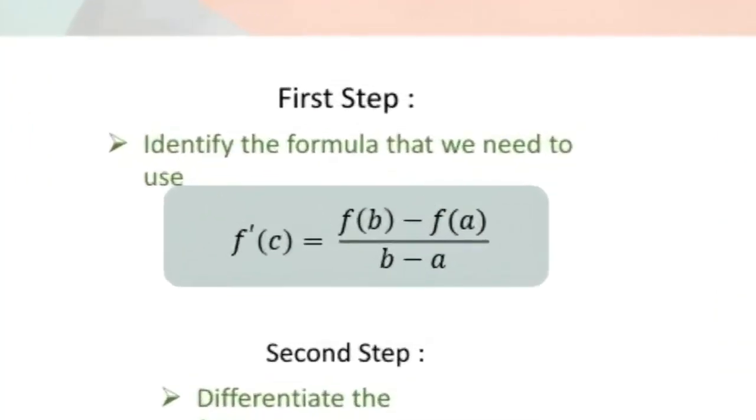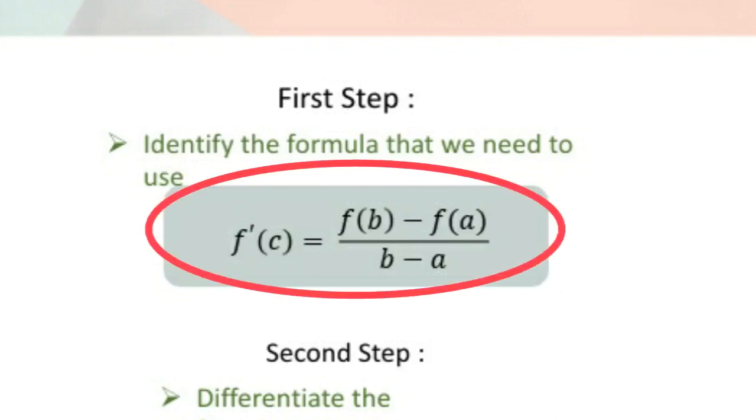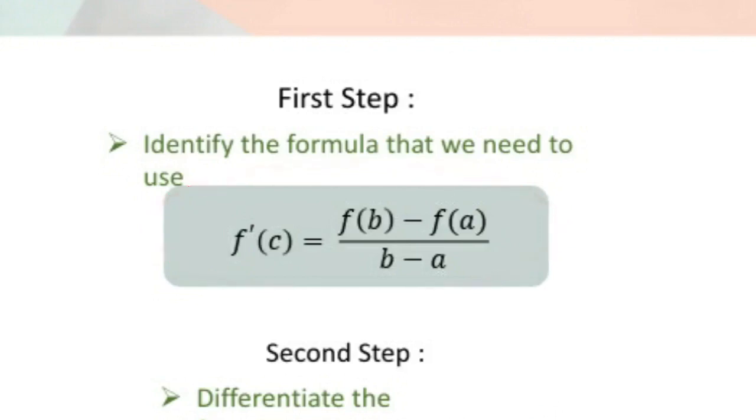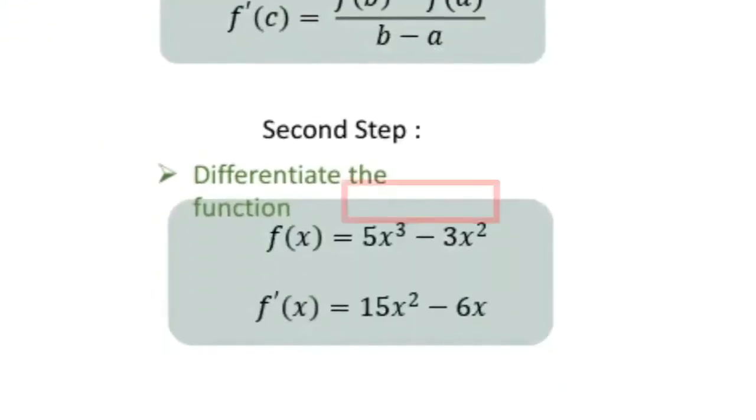The first step is we need to identify the formula that we need to use. So the formula is f prime c equal to f(b) minus f(a) divided by b minus a. The second step is we have to differentiate the function which has been stated in the question above. The function is f(x) equal to 5x cubed minus 3x squared. The answer after we differentiate is f prime x equal to 15x squared minus 6x.